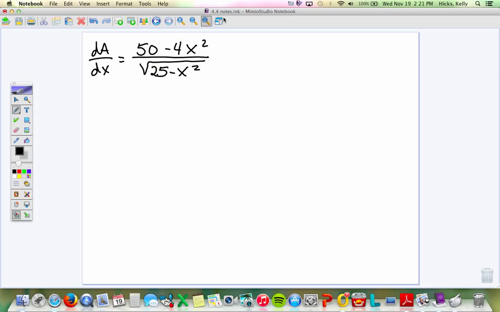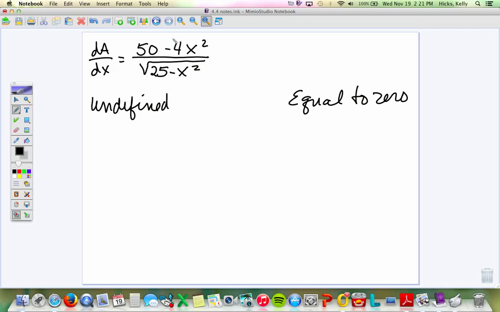We need to maximize and minimize this. That means we're looking for the maximum or the minimum of the area, which means we need to look for where the derivative is undefined and where the derivative is equal to 0.